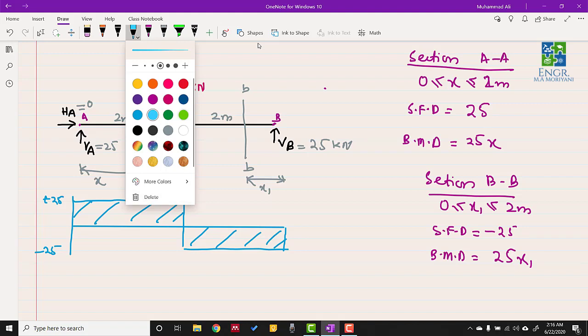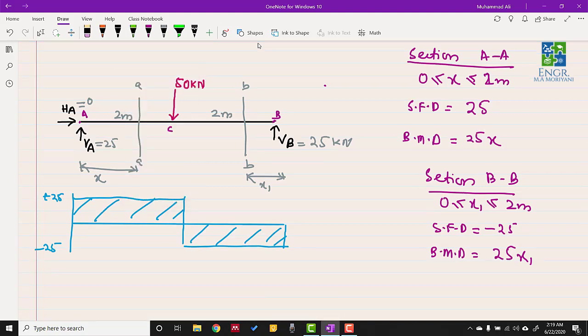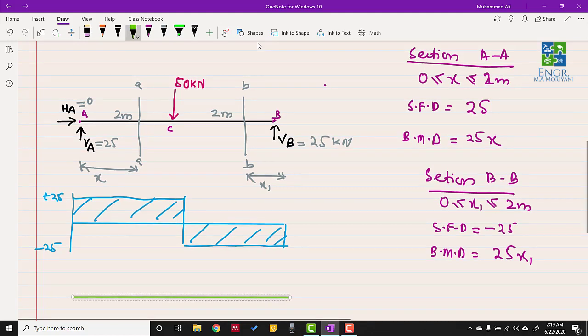In order to draw the bending moment diagram, I'm drawing a line which is representing the length of the beam, and this vertical axis is representing the magnitude of bending moment at any point. Now, to draw the bending moment diagram, we have these two equations. This equation is valid from point A to C, and this equation is valid from point C to B.